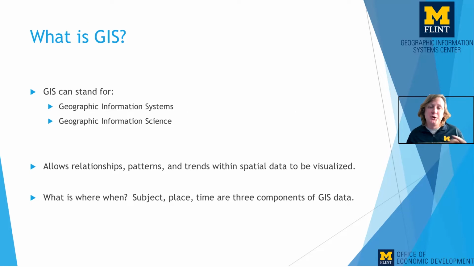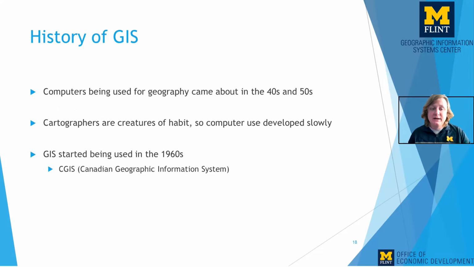So GIS can stand for two different things. You have geographic information systems and geographic information science. Systems is kind of doing it or using GIS. The science is what you might learn in a textbook or in a classroom setting. So GIS allows us to visualize different relationships or patterns or trends within spatial data that you might not be able to see in a spreadsheet. So I like to say it's answering the question, what is where when? There's a subject, a place, and time all within that GIS data.